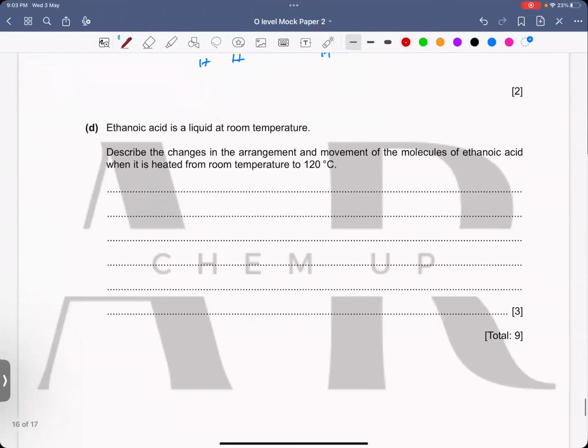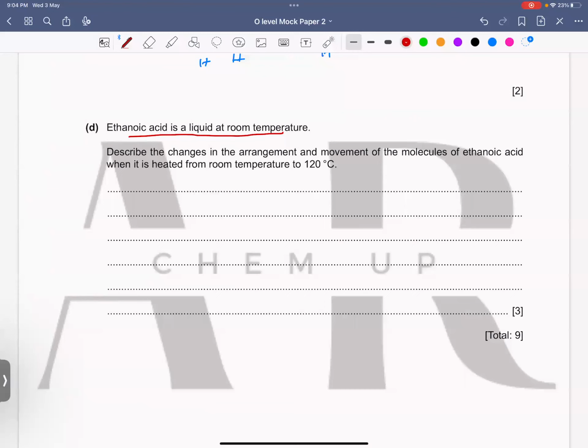Yes, sir. Now, ethanoic acid is liquid at room temperature. Describe the changes in the arrangement and the movement of molecules of ethanoic acid when it is heated from room temperature to 120. You have to discuss the changes in the arrangement and movement of the molecules. And it's worth 3 marks.